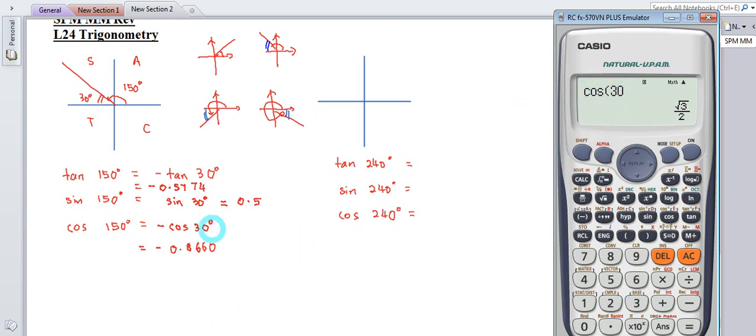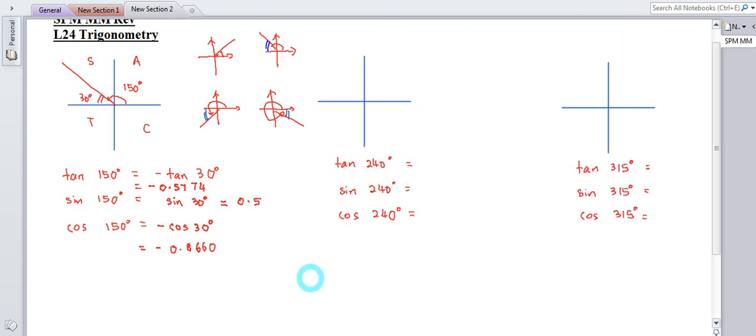I hope that you know how to press the calculator. You can do it this way: cosine 30, right? Just press the cosine button and 30. You can skip closing the bracket if you don't want to press it. Press equal, you get this one. If you want to change it to this form, just press this button, then you get this answer. Okay, let's go to the next one: tangent, sine, and cosine 240.